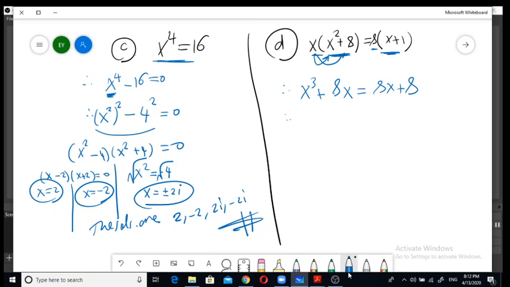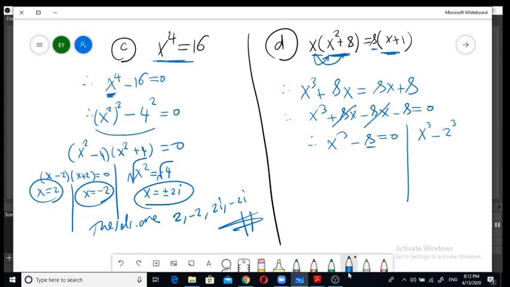Then put the expression in the form of p of x is equal to 0. Then x cubed plus 8x minus 8x minus 8 equal to 0. Here we can easily simplify: 8x cancels with negative 8x. Then we have x cubed minus 8 equal to 0. We have a cubic function, so easily we can find the solution by factoring the difference of two cubes.